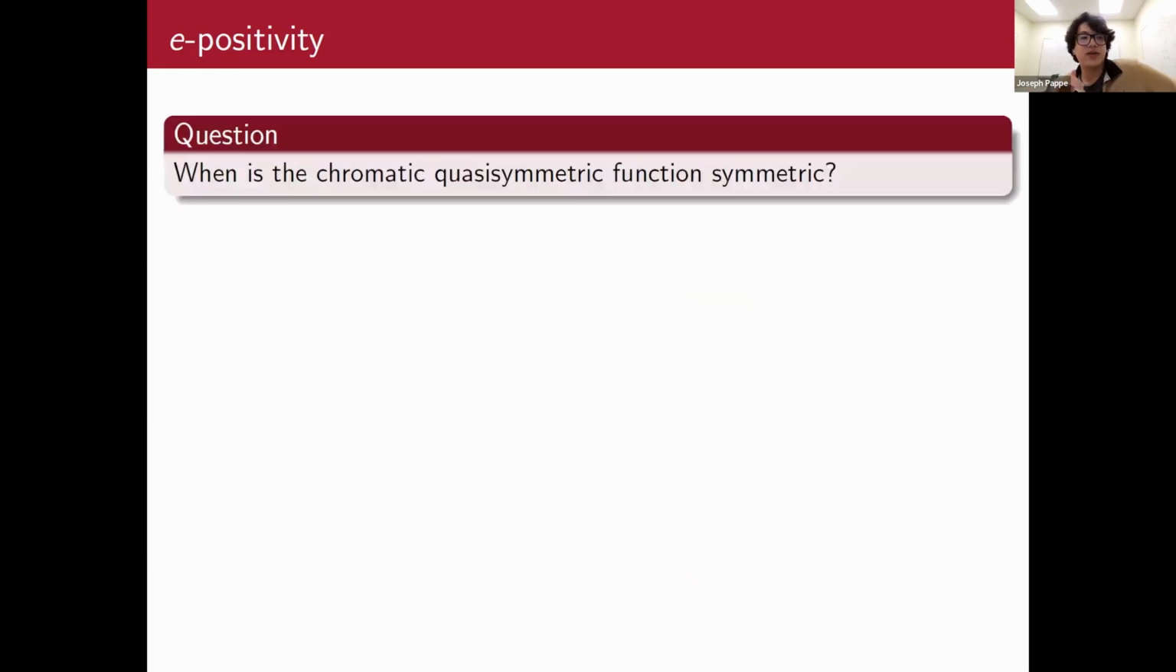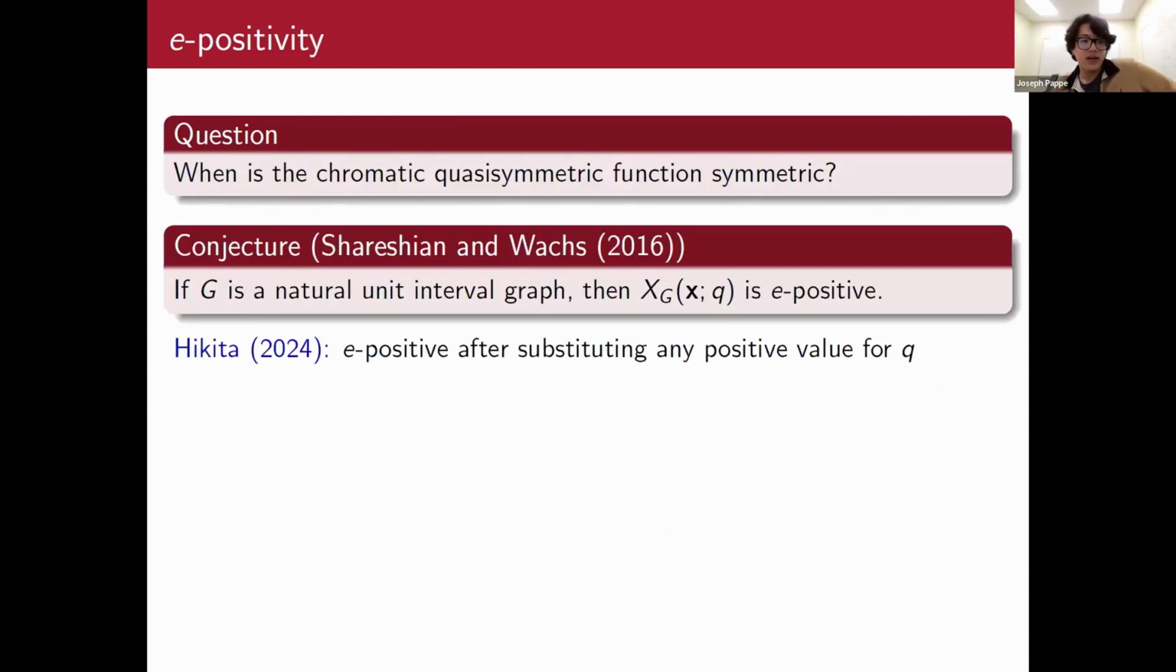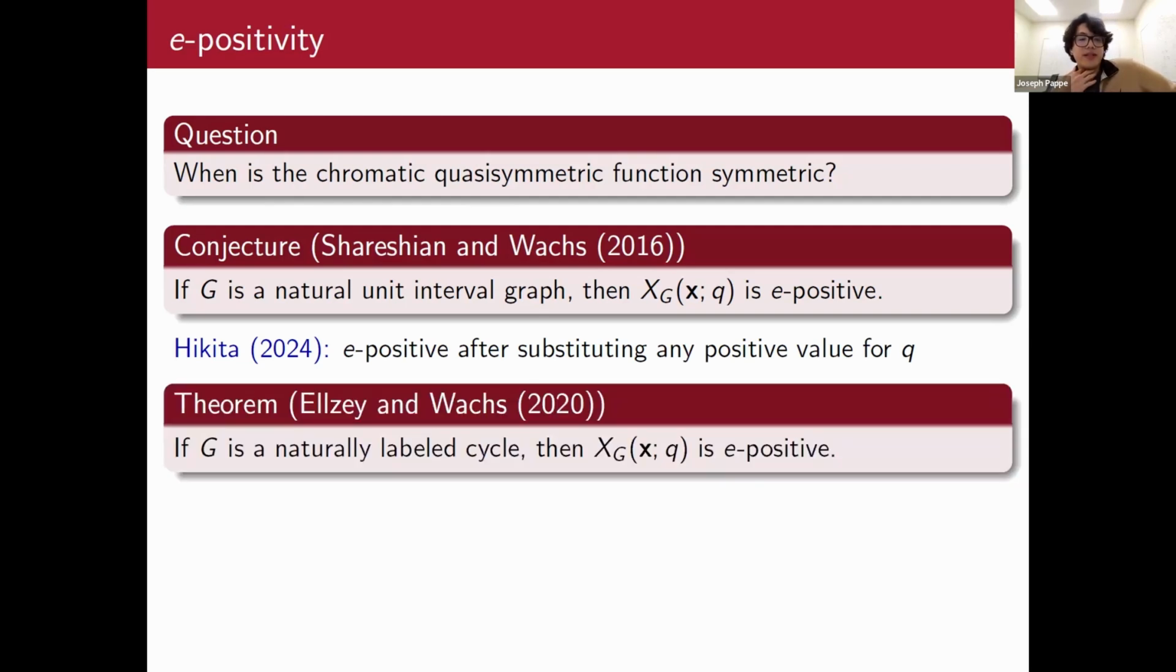Another reason for studying when the chromatic quasi-symmetric function is symmetric is that we have these two families that are known to be symmetric. The natural unit interval graphs were conjectured by Shareshian and Wachs to be E-positive. And we saw earlier in the day from Hikita that if we plug in any positive value for q, then it is proven to be E-positive. And for the naturally labeled cycles, Alzi and Wachs also proved that they are E-positive.